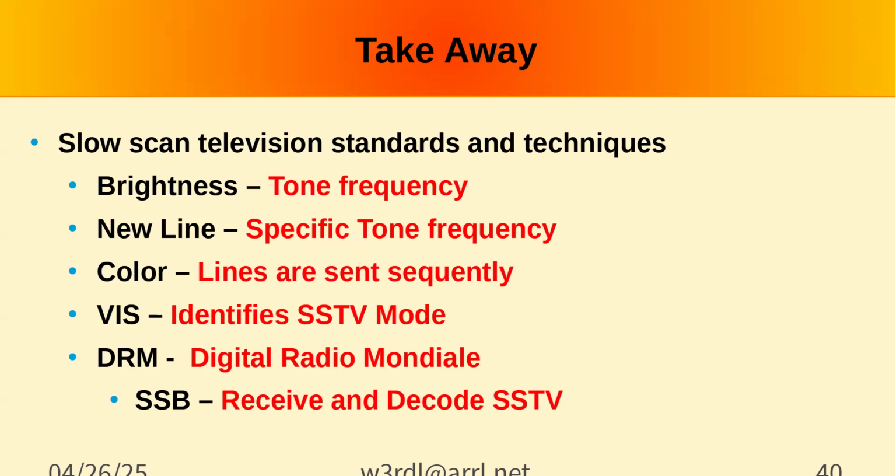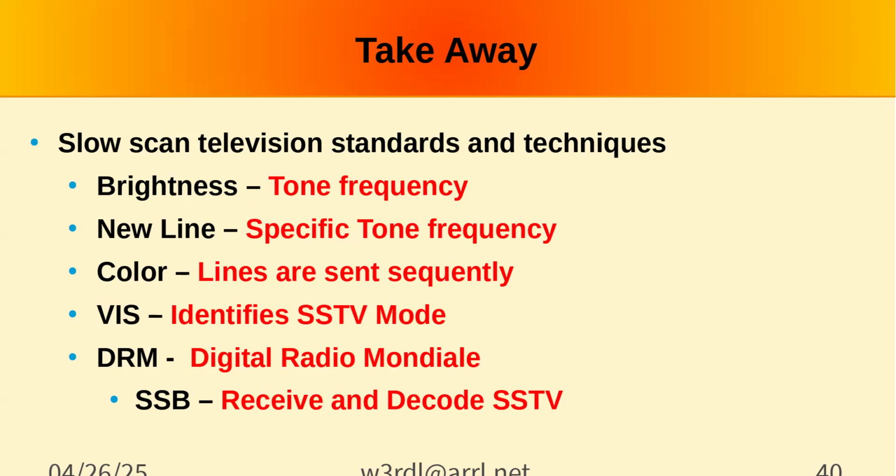And slow scan, you send brightness information as a tone frequency. A new line as a specific tone frequency. And I'm assuming on the brightness, as the frequency varies, that's how you vary the brightness, either going higher or lower, but I'm just assuming.